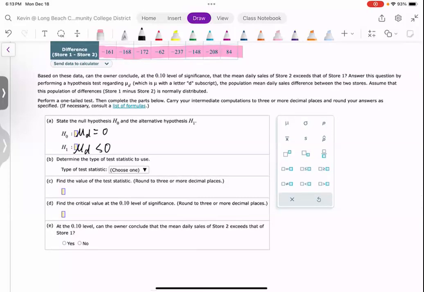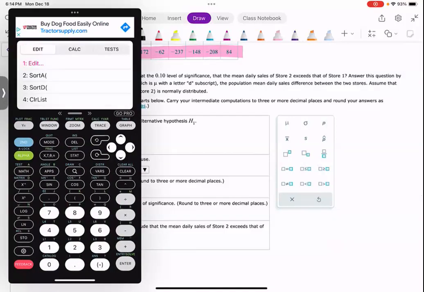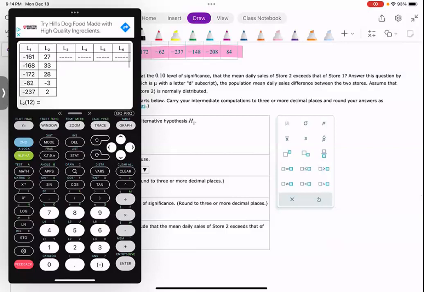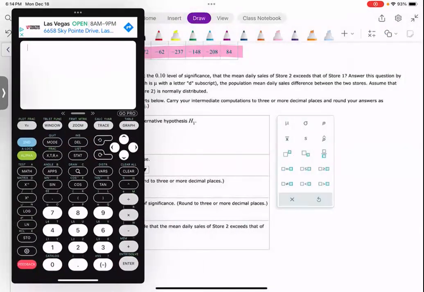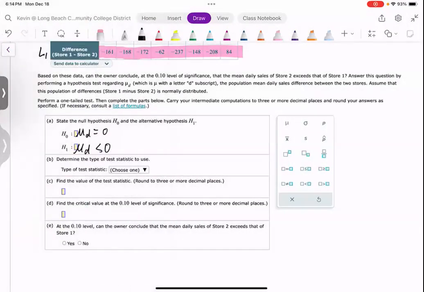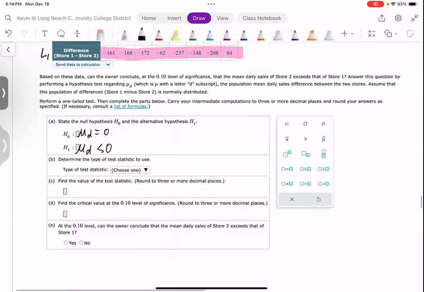Please take a moment. I put this list into list 1 already in my calculator. You can see the negative 161, the negative 168, and so on. So you may need to pause this to put that data into your calculator. This is going to definitely be a t-test.